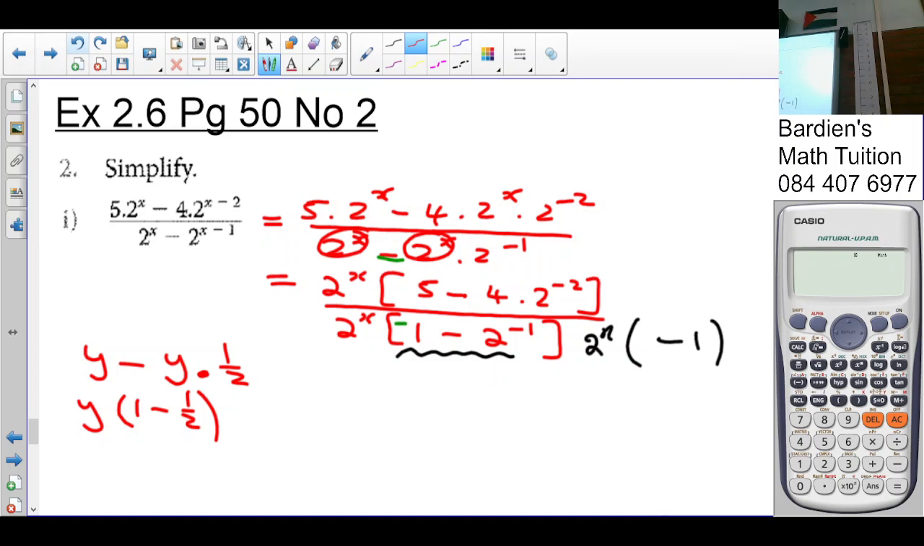Why not? Because remember, products is the reverse of factorization. So if I multiply this out again, what is y times 1? y. Is this y positive or negative? Positive. Now y times negative half is negative half y. You understand? That is why this can't be a negative. Because if you multiply 2 to the x times 1, I get 2 to the x. If I put a negative here, it would have been 2 to the x times negative 1, negative 2 to the x, which is not the case. You understand? Okay.